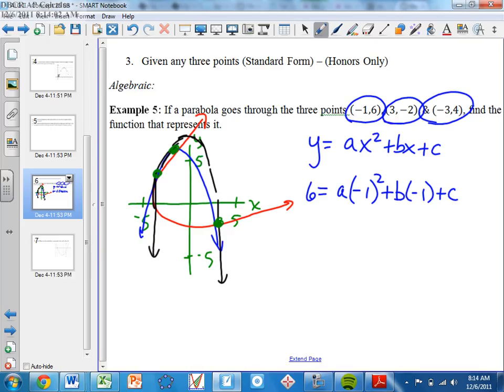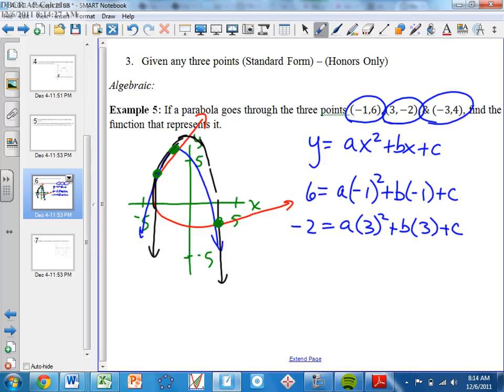Today I'm going to show you a short version of how to get the answer. What would the second one look like? Who can tell me that? Eric? Wouldn't it be -2 equals a(3 squared) plus b(3)? Good job, Eric. And the last one?